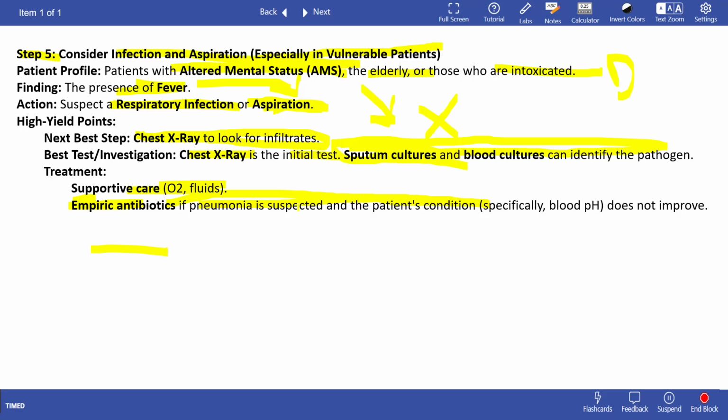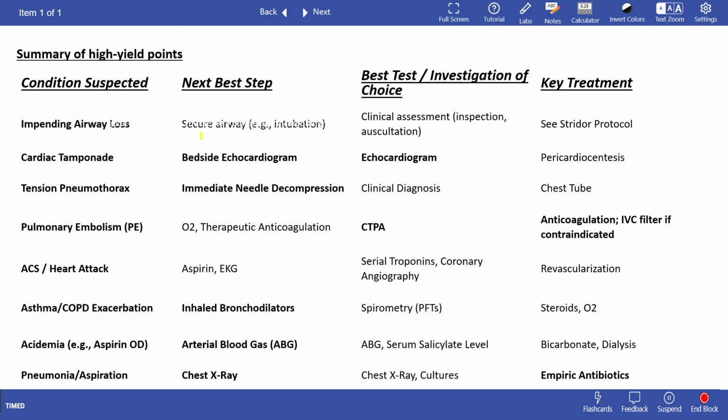Right? So that is basically, I think, the last step. And this is a summary of the high yield points. So if there is impending airway loss, next best step is to secure the airway, intubation. This is a clinical assessment. Key treatment is standard protocol.